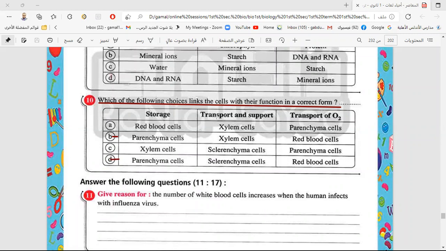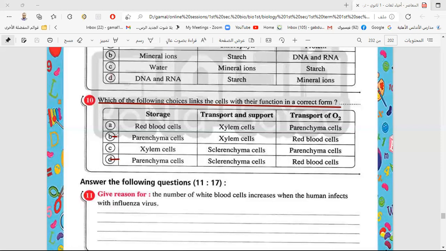After that, transport and support, we have xylem and sclerenchyma. Both are correct. Which of them transports and supports? It is xylem. Sclerenchyma supports only, it doesn't transport. Finally, transport of oxygen is red blood cells. So we have to differentiate between B and D from transport and support: xylem or sclerenchyma? I think xylem, because xylem is a transport tissue and support tissue.